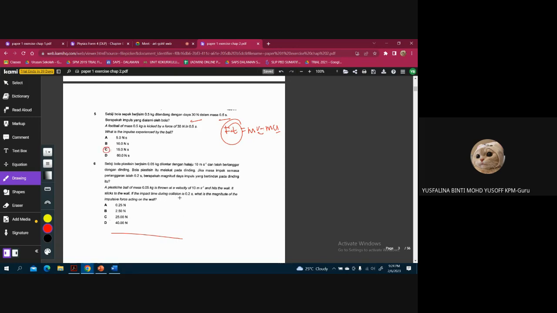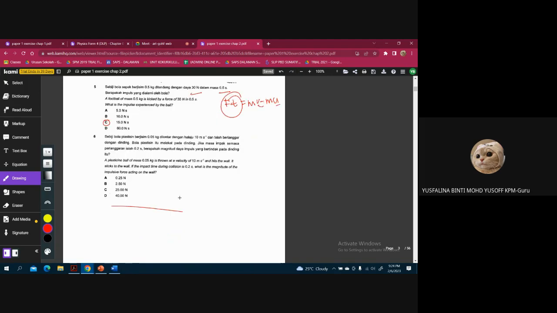Okay, number 6. It says a plasticine ball of 0.05 kg is thrown at a velocity of 10 meters per second and hits the wall. It sticks to the wall. If the impact time during collision is 0.2, what is the magnitude? So when they ask you about the magnitude, we can just ignore the direction.